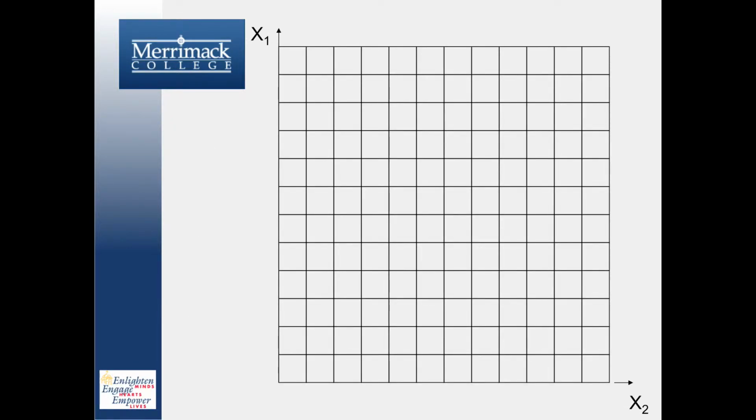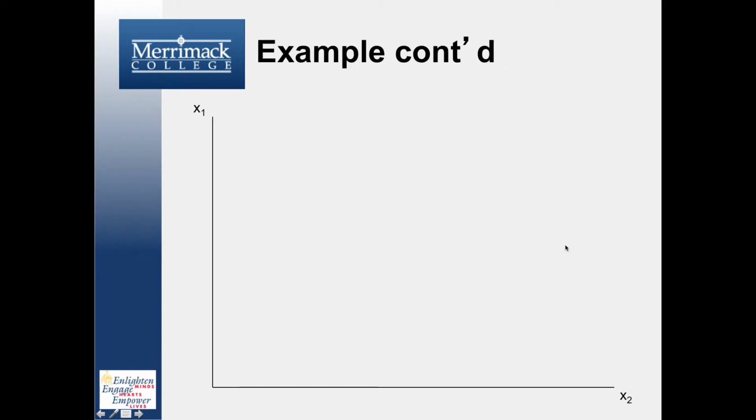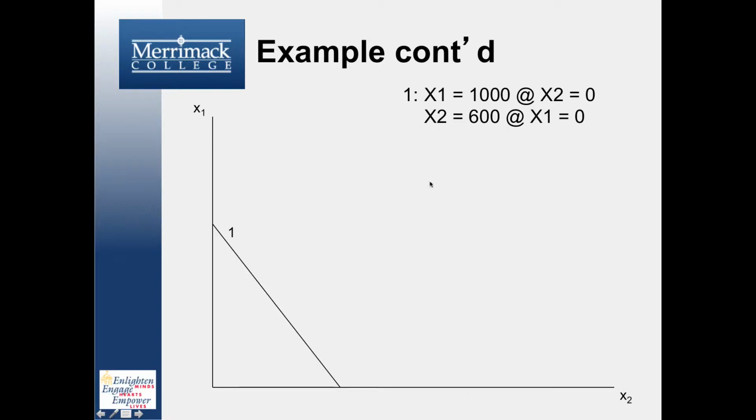So I have an x and y plot, or an x1, x2 plot, and I'm going to plot the constraints. So the first constraint, if I set x2 equal to 0, then x1 is 1,000. I didn't bring the constraints up on this slide. There's not enough room, but you can go back and look at them. Take my word for it. If you set x1 equal to 0, x2 is 600, and plot that line. So this is the line that represents constraint number 1.